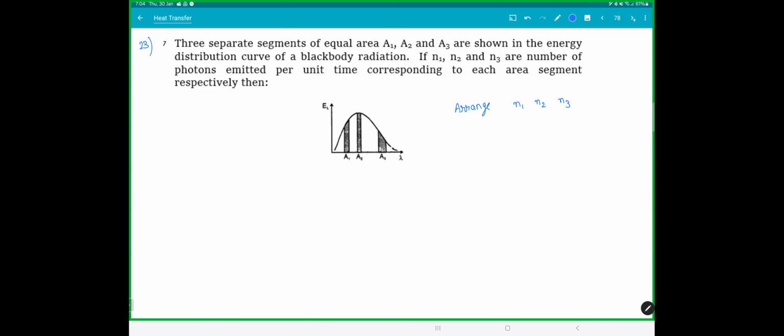Be careful here. First thing, what did he say? The area is the same. What is area? Area is E lambda d lambda. Don't get confused between this. Need to notice one thing: he didn't say same width. If you take the same width, the center area would have been the biggest. Did you see the center area is very thin? So they have the same area.